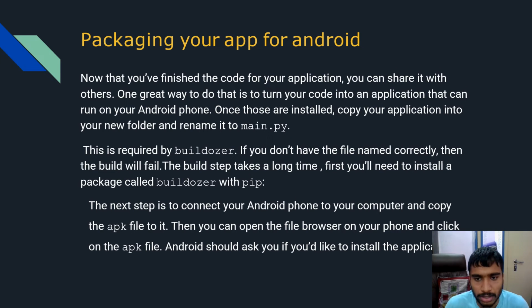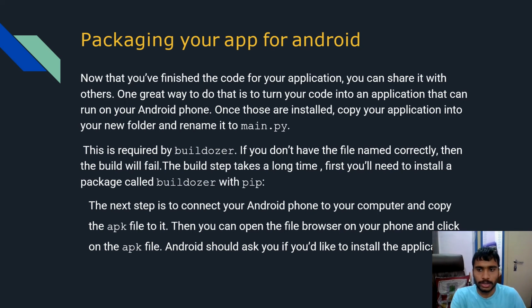The build step takes a long time. First, you will need to install a package called Buildozer with pip. The next step is to connect your Android phone to your computer and copy the APK file to it. Then you can open the file browser on your phone and click on the APK file. Android should ask you if you would like to install the application or not. Now, I hope you understood this process, this concept. That's it. The application is done successfully.